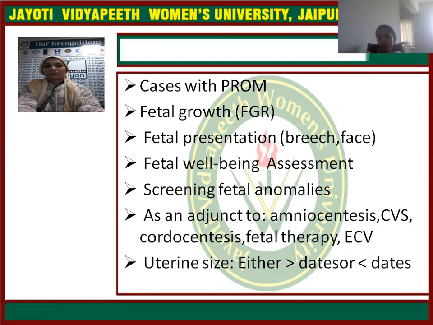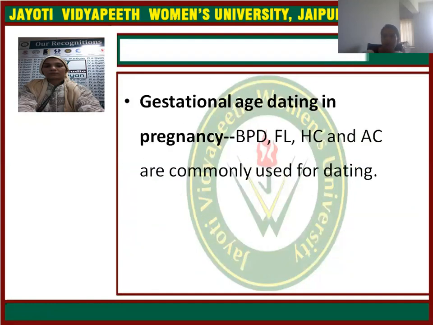Fetal well-being assessment. It is an important tool for screening fetal anomalies, which we do at the end of 20 weeks of pregnancy. The first scanning that we do is the scan for fetal anomaly. It is also an adjunct to amniocentesis, CVS, cordocentesis, fetal therapy, and external cephalic version. Uterine size, whether more or less than the gestational age, can be evaluated with this scanning.